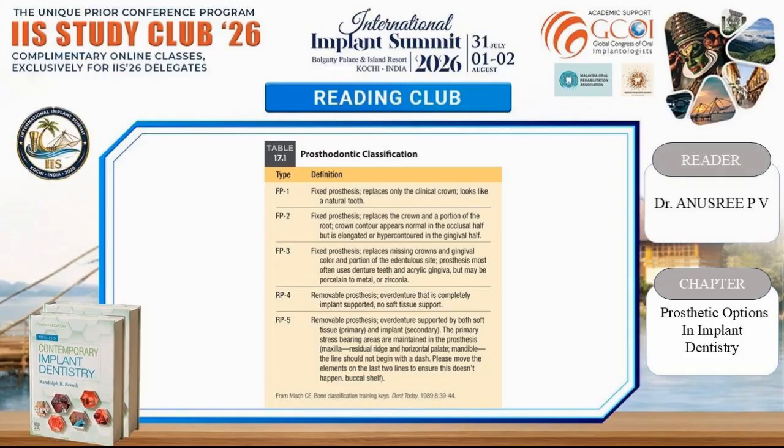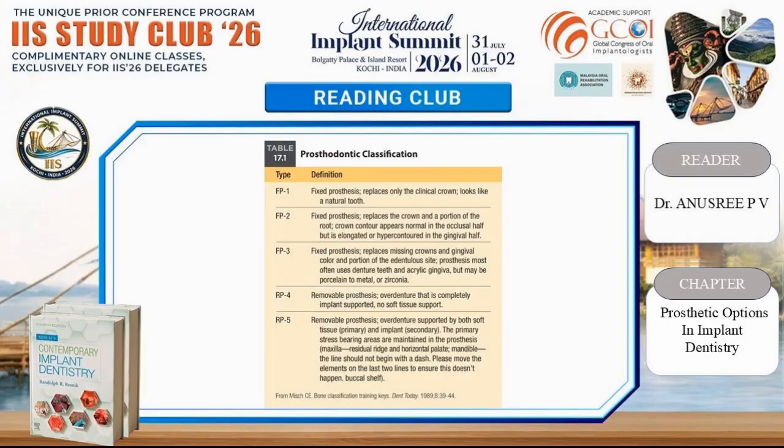FP2, a fixed prosthesis, replaces the crown and portion of root. Crown contour appears normal in the occlusal half but is elongated or hypercontoured in the gingival half. FP3, fixed prosthesis, replaces missing crown and gingival color and portion of edentulous site. Prosthesis most often uses denture teeth and acrylic gingiva but may be porcelain to metal or zirconia.